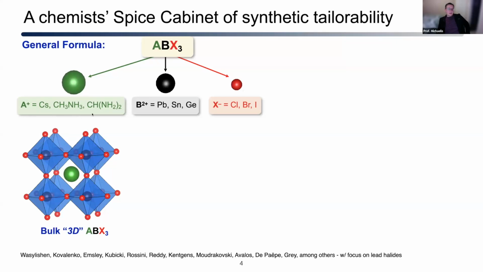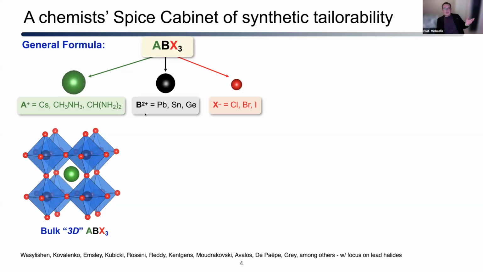The other thing that's kind of neat about these systems is when you go to the metal halide series, the A sites can be either inorganic, so this is a cesium cation, for example, or you can add an organic cation such as methylammonium into these systems. And so I like to think of it as a spice cabinet, where if you look at the periodic table, you have a high degree of variability.